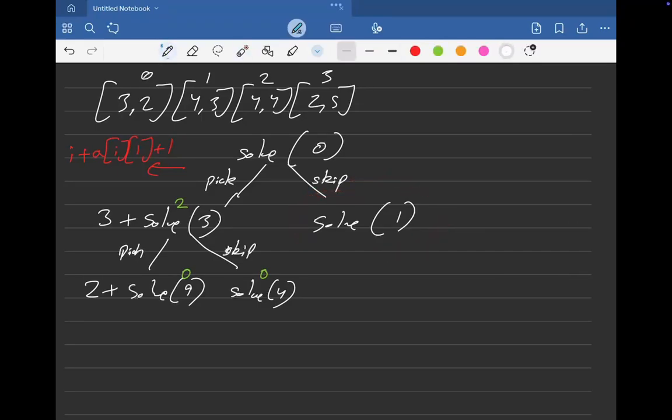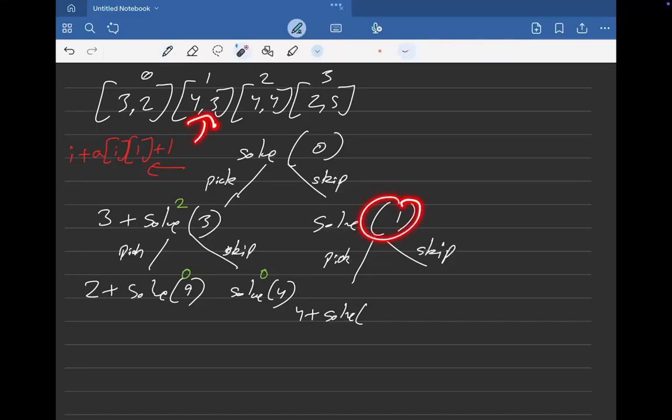I have two choices. First, I will pick it or I will skip it. If I pick index 1, I will get 4 points and I will reach 1 plus 3, which means 4. Till 4 it is inaccessible, but 5 is accessible. Right? I will reach 5. The next 3 questions I am unable to solve, so I will directly reach 5. On index 5, it will give me 0.